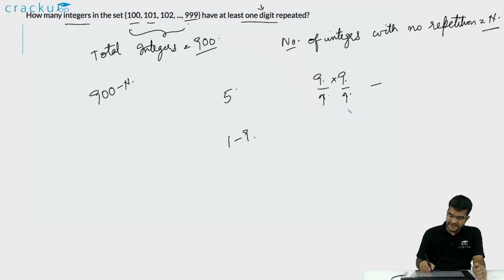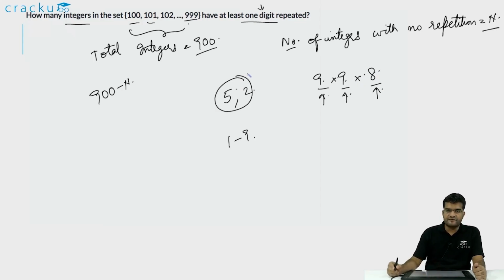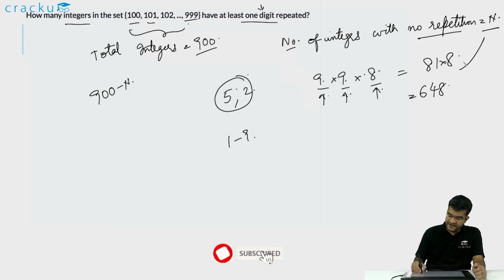Let us assume that the second digit you have selected is equal to 2, just for the sake of this explanation. Now the number of ways in which you can select the third digit will be equal to 8. It can be any number which is not equal to 5 or 2. So the total number of 3-digit integers that can be formed with no repetition is equal to 9 into 9 into 8, which is equal to 81 into 8, which is equal to 648. This is the value of n.